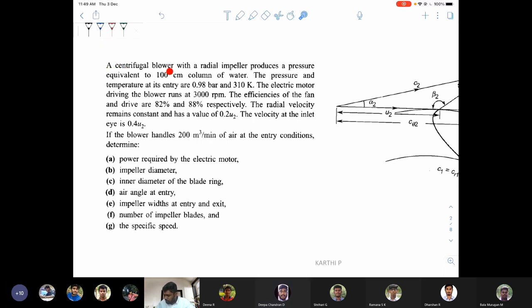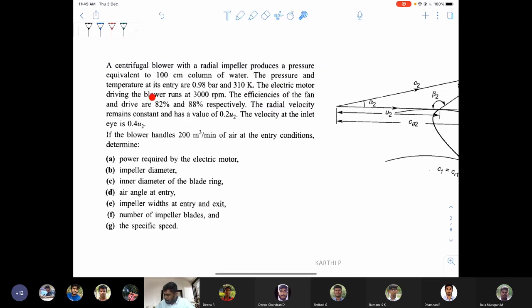A centrifugal blower with a radial impeller produces a pressure equivalent to 100 centimeter column of water, which is nothing but delta P naught. The pressure and temperature at the entry are 0.98 bar and 310 Kelvin.